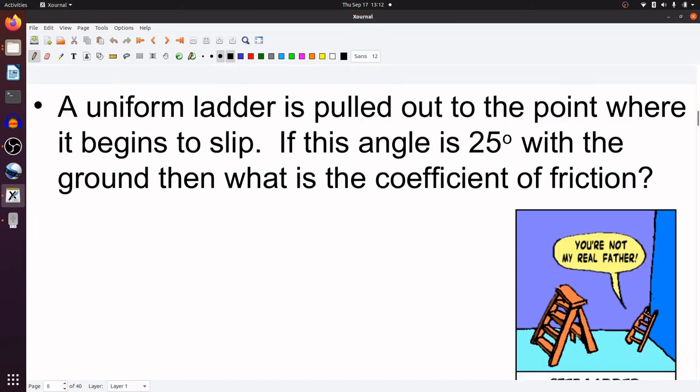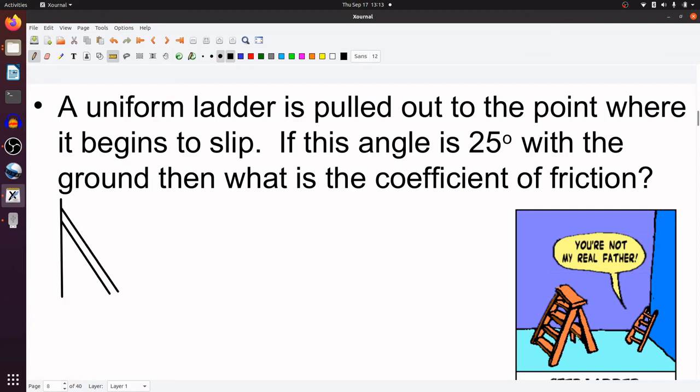Let's say you have a uniform ladder that is pulled out to a point where it begins to slip. If this angle is 25 degrees with the ground, then what is the coefficient of friction? So, not a lot of information, I know. Let me draw a little wall here. Let's draw this picture out. There's a wall. And then here is a ladder.